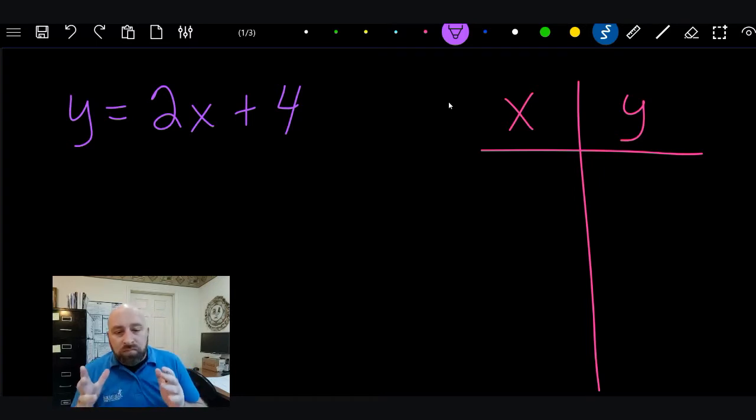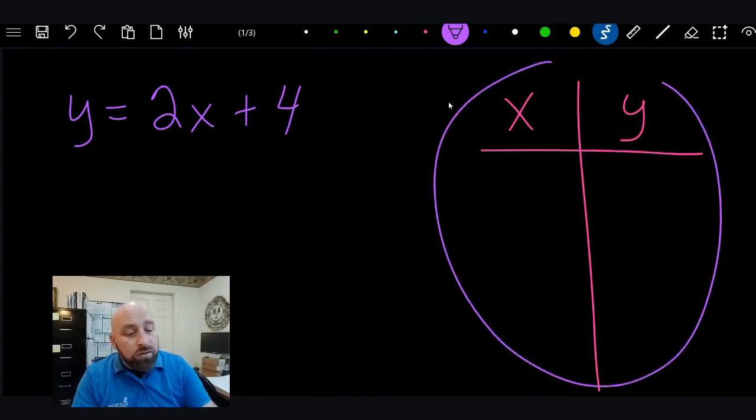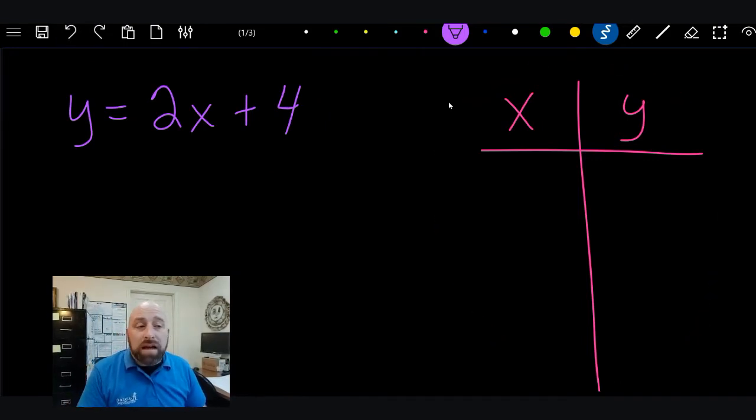But every time, at least for right now, until you learn more ways to do it, every time you need to solve one of these, you need to take your equation, write it down, and then you need to write a table of values next to it somewhere because you are going to use this, okay?